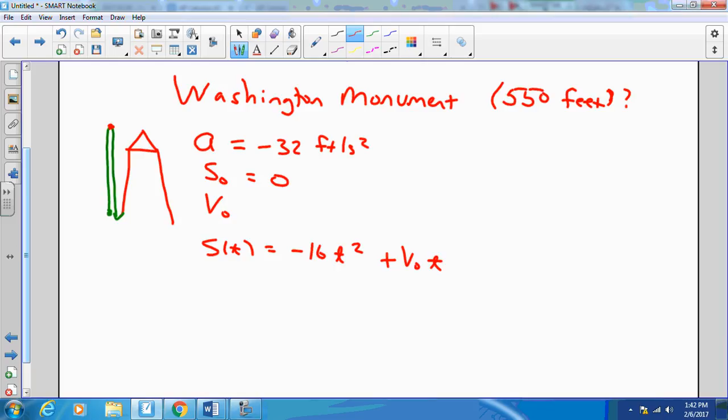Yes, the position is 550 feet, and the velocity is 0, because I am using the minimum possible initial speed so that it just barely gets to the top, and it stops right there at the top. So I can say that s prime of t, which is negative 32t plus 0, is equal to 0. And now, as a mathematician, I'm very satisfied because I have two unknowns, time and initial velocity, and I have two equations. And so I can go through and solve by either substituting or eliminating.